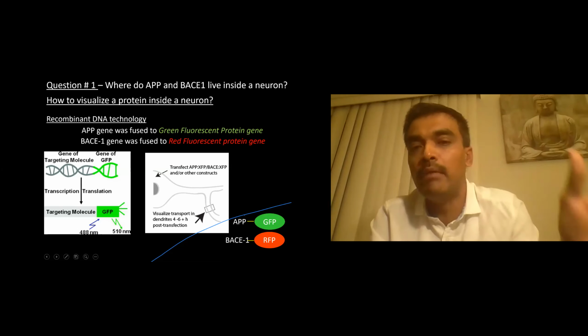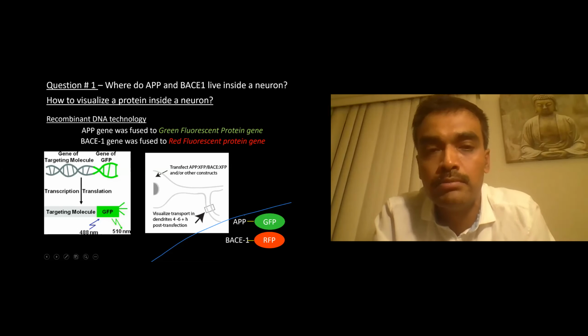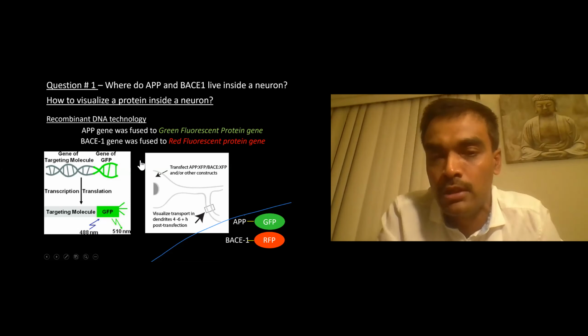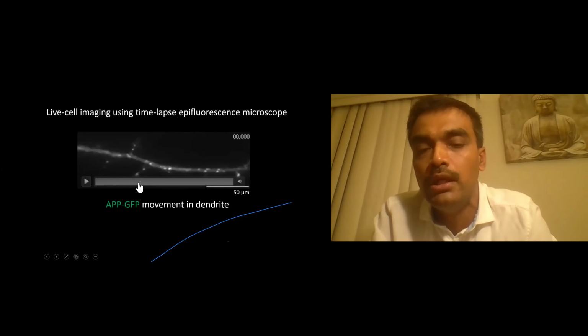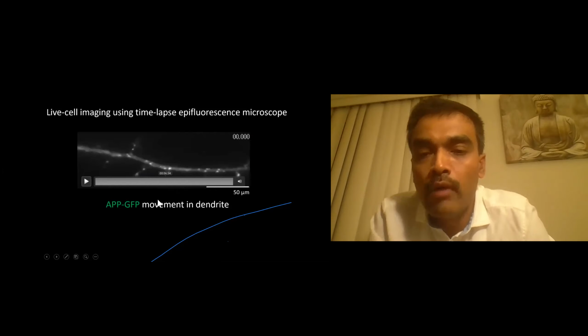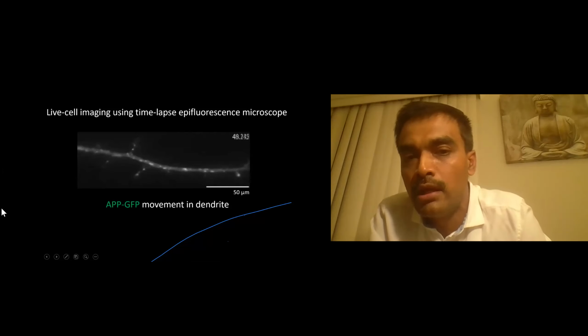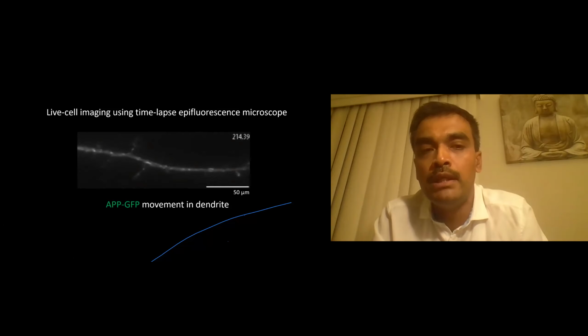And this is a movie I'm showing you. This is a small portion of a dendrite here, and I have expressed APP tagged to a green fluorescent protein. I just looked at it under the microscope, and this is what you see. See these white dots, they are actually green. They are APP protein moving inside the live neuron. See how nicely they are moving from one direction to another. With this kind of study, we do live imaging of different proteins in neurons, either axons or dendrites.